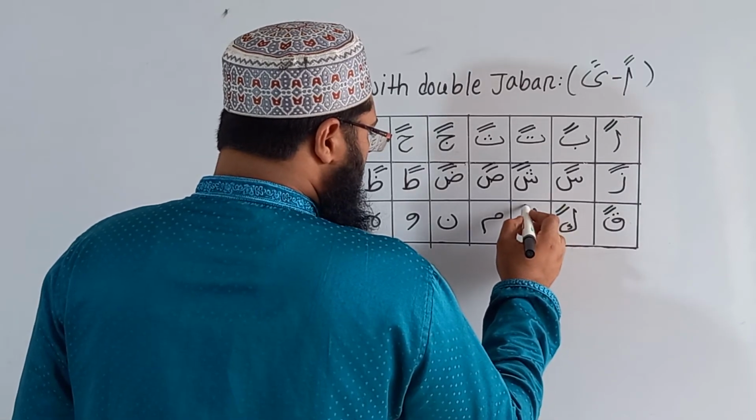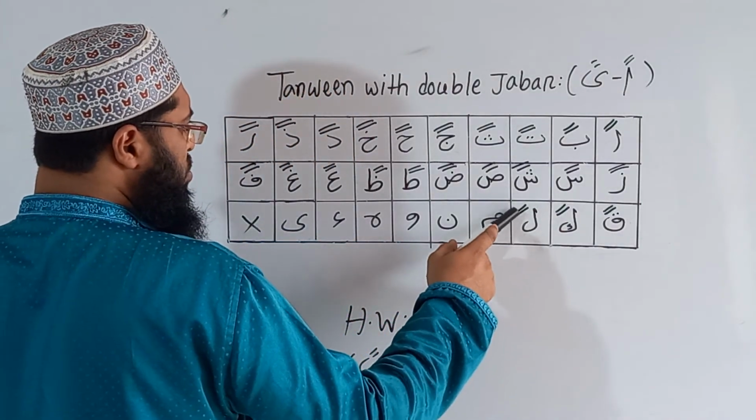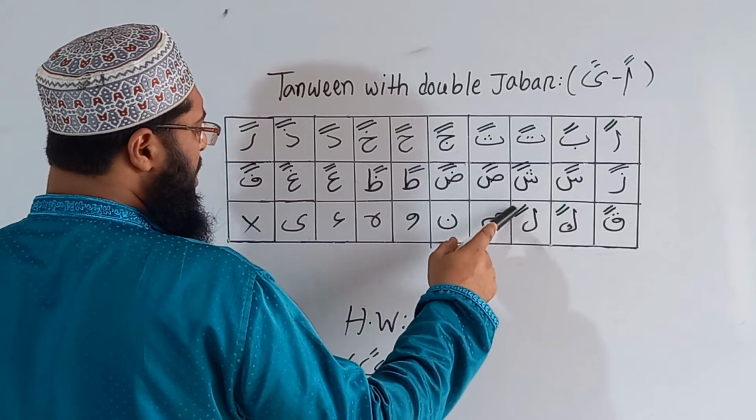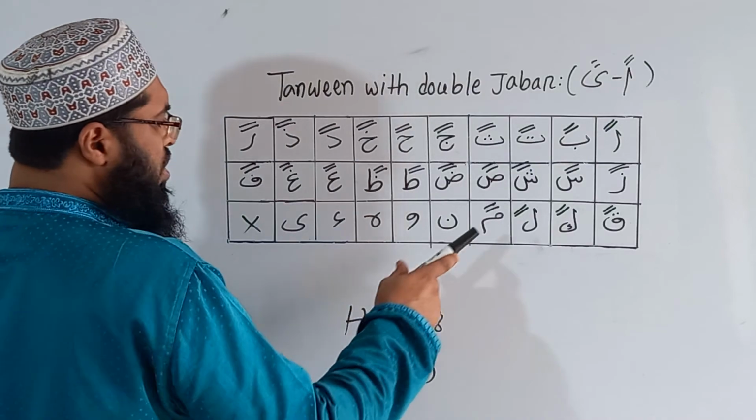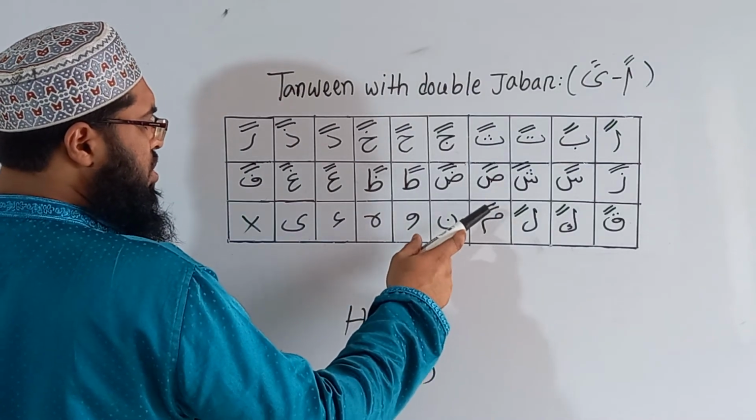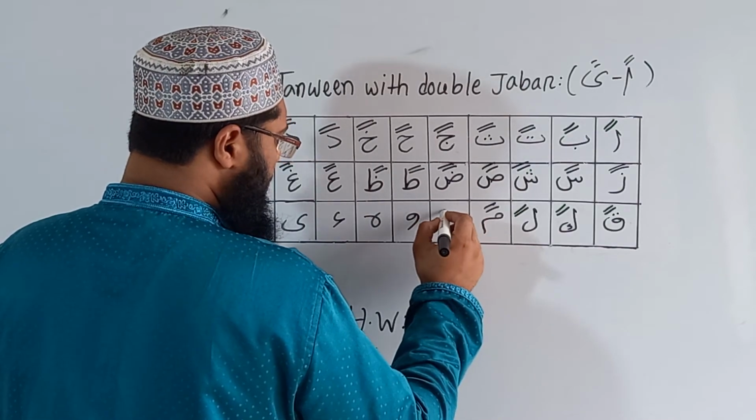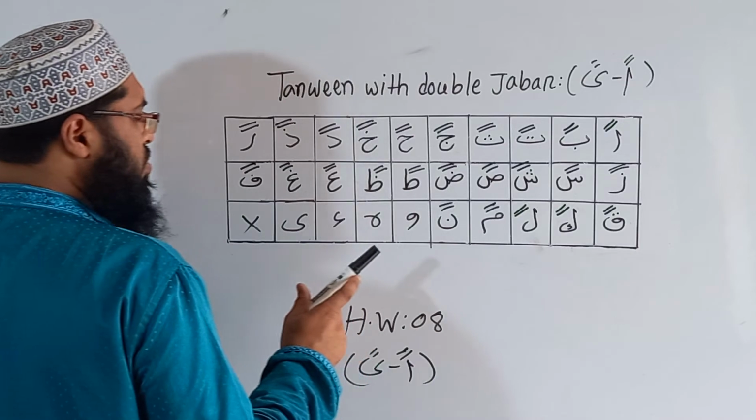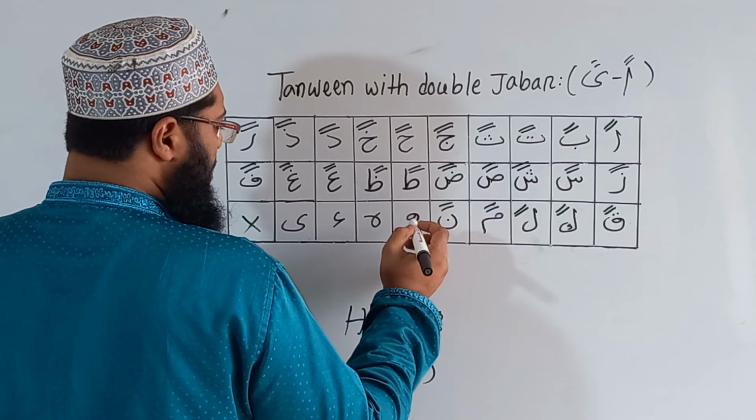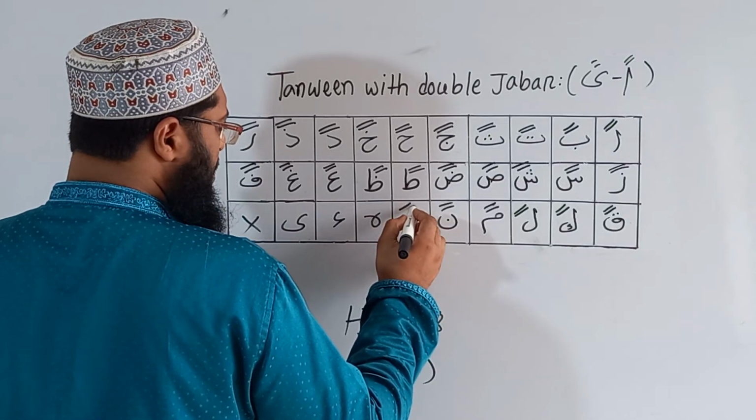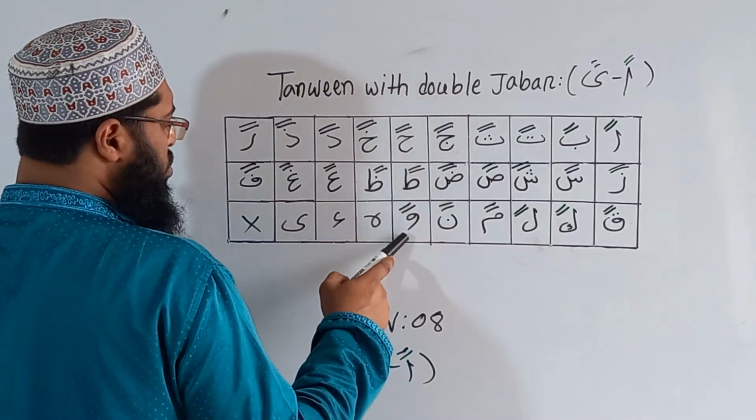And now this one is Lam, and you have to pronounce after giving double Jabar, Lam dui Jabar lan. And now this one is Mim, you know that. Now you have to pronounce this one Mim dui Jabar man. And my dear students, this one is Noon. After giving Jabar, you have to pronounce this one Nun dui Jabar nan. And now this one is Wow. Now we have to pronounce this one Wow dui Jabar wan.